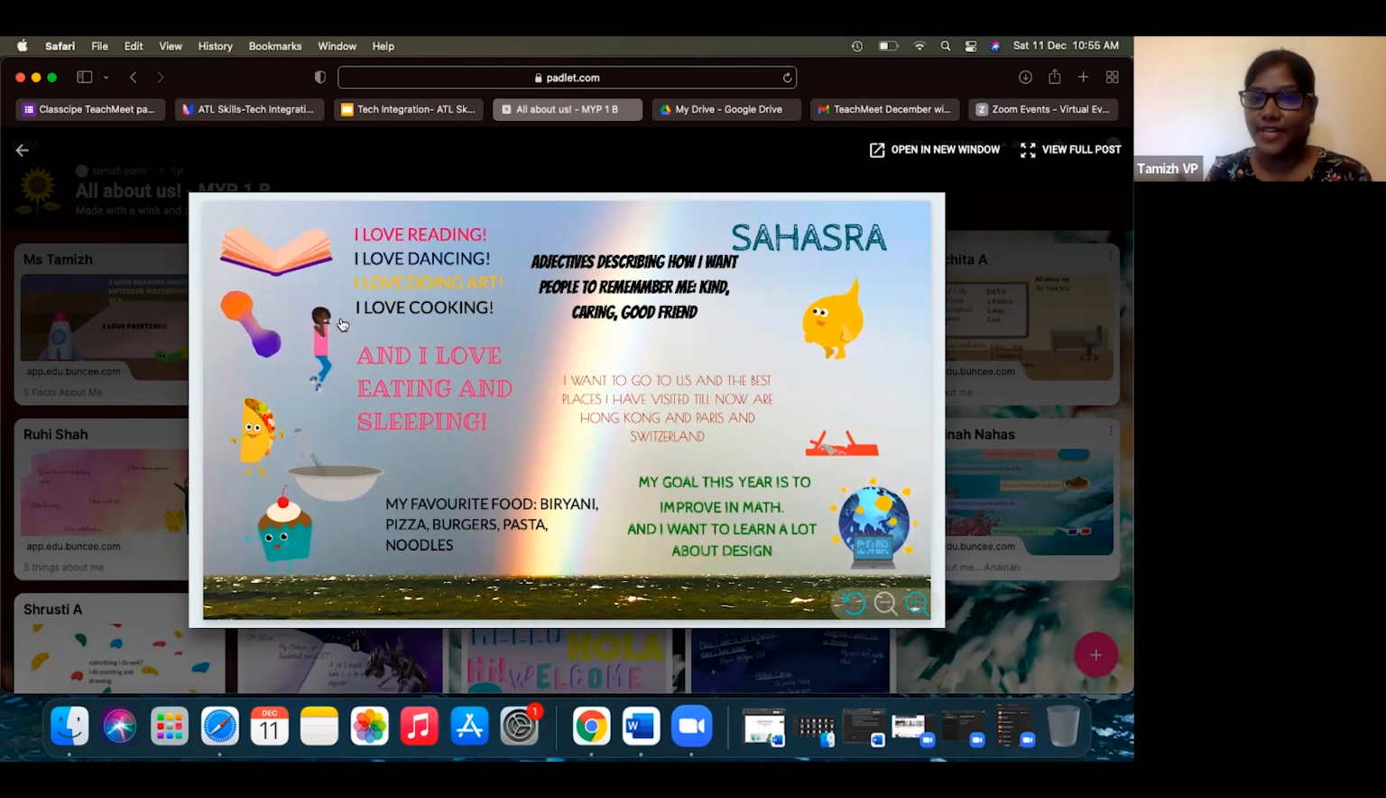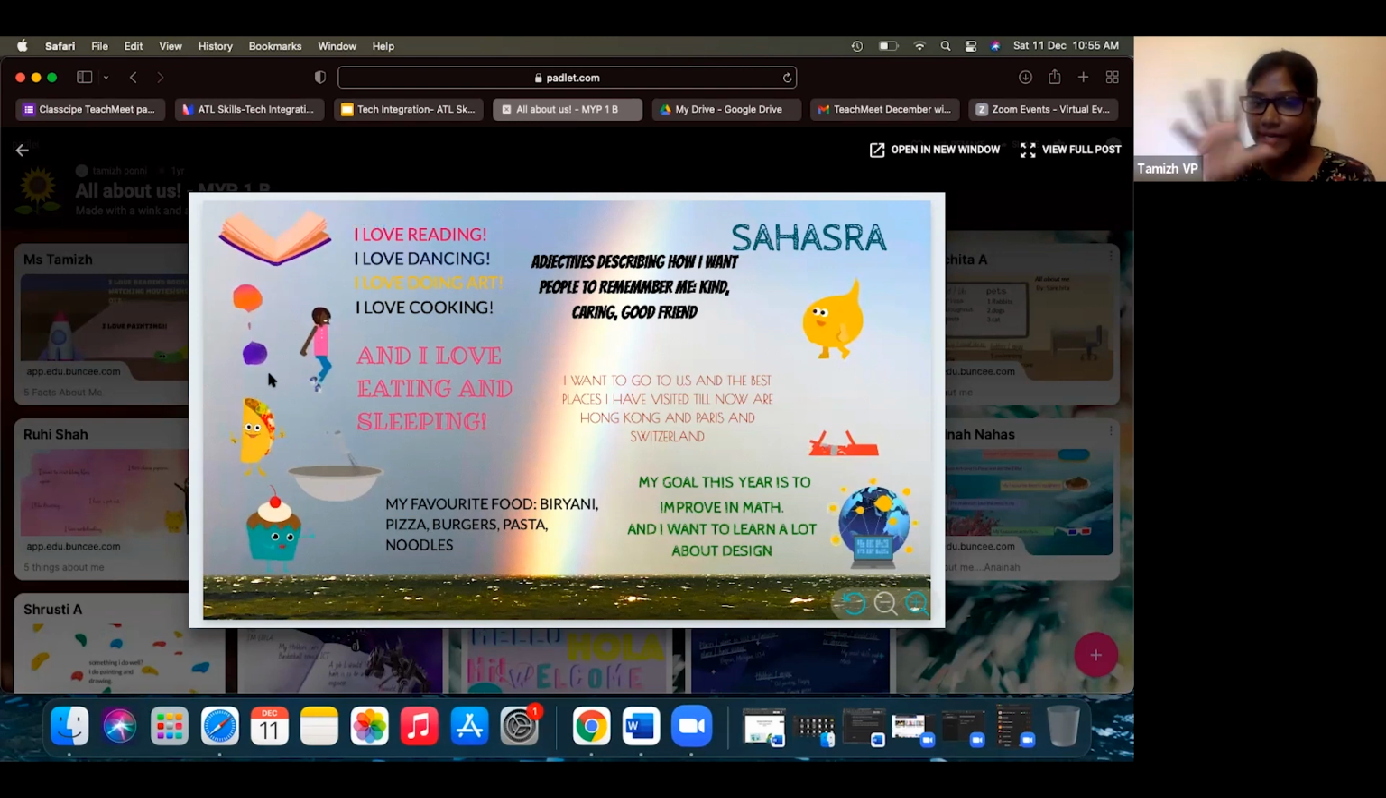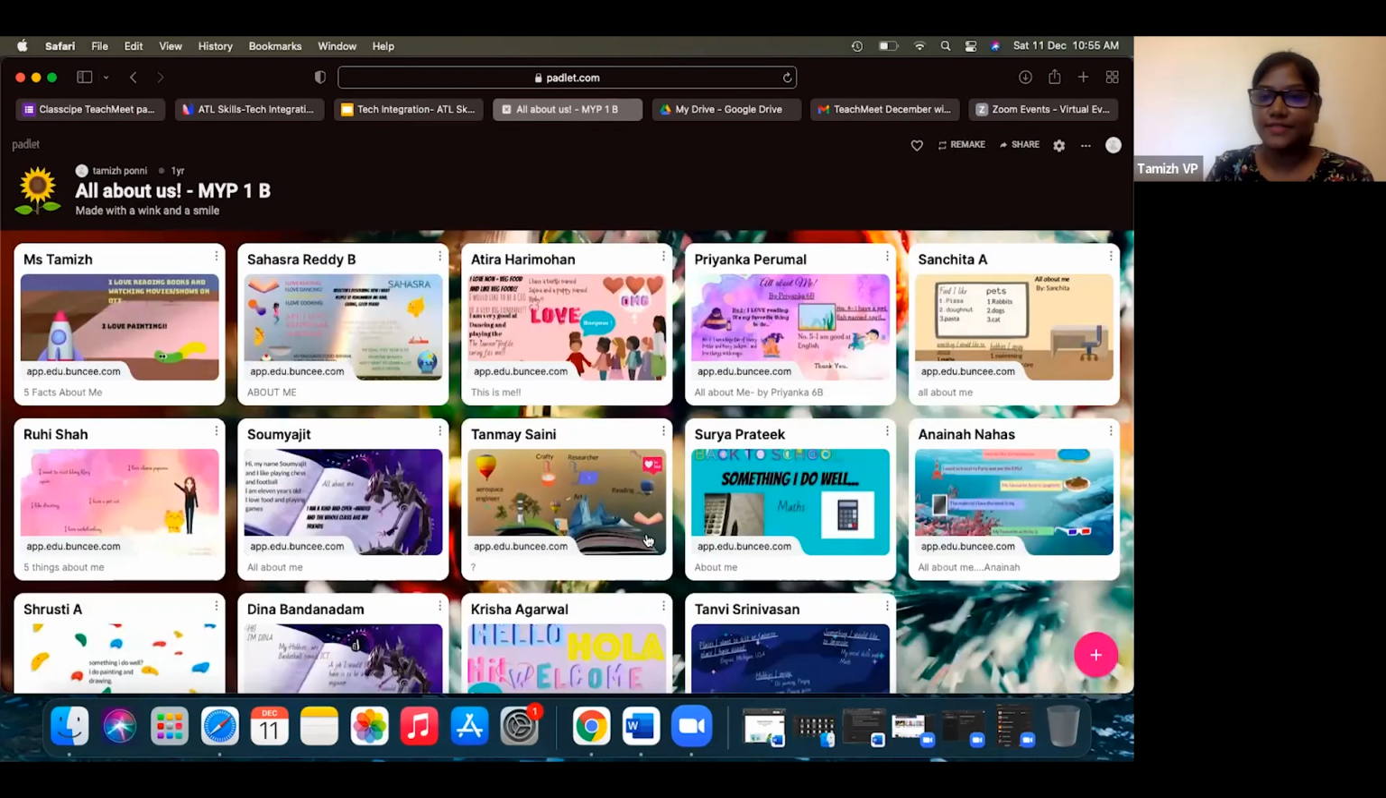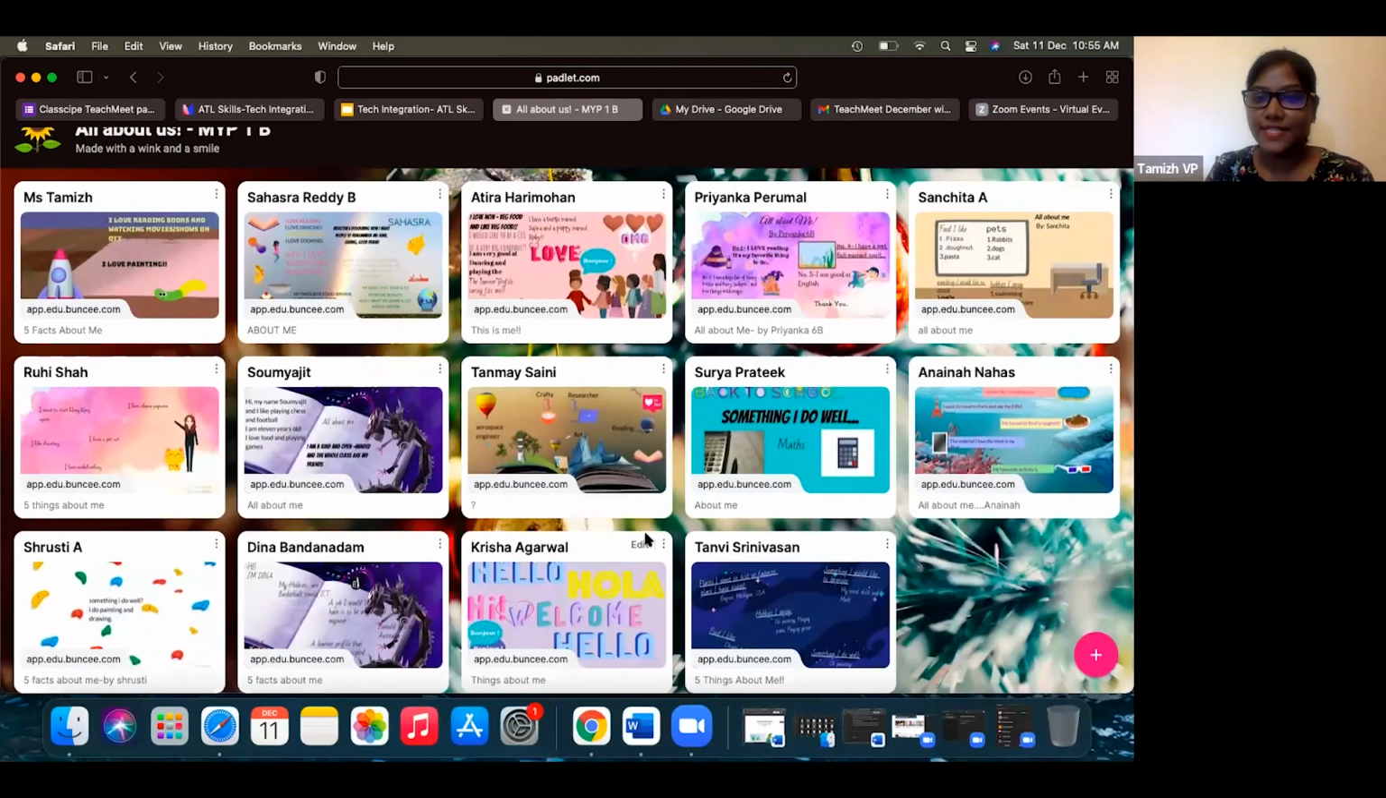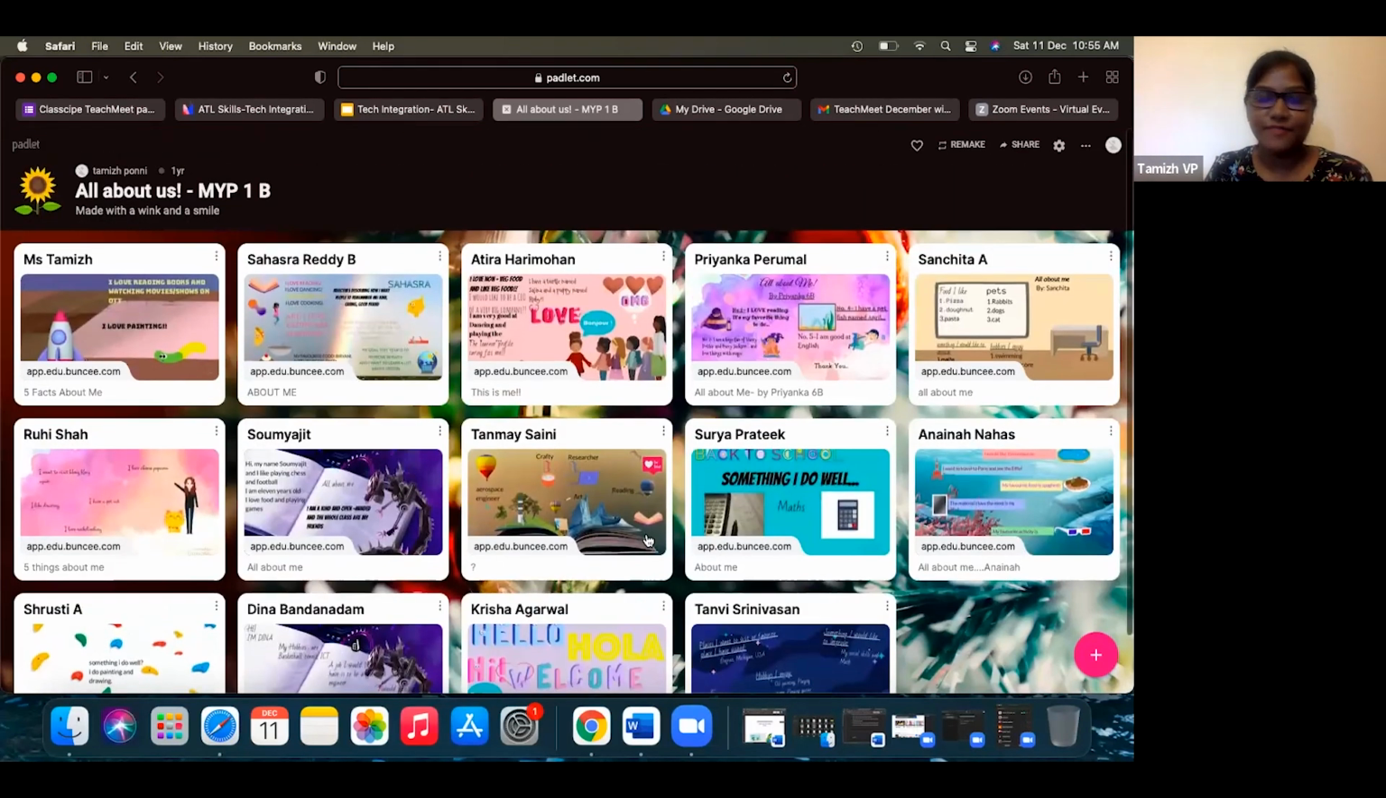They don't find it very childish or anything, because depending on what they like, they try to decorate their page and put it over here for everybody to see, and that helped them to collaborate in a very creative manner and get to know about each other in the class. So this is one way of doing that.